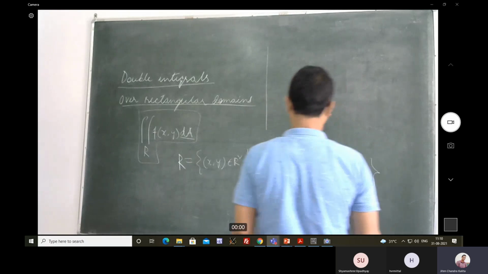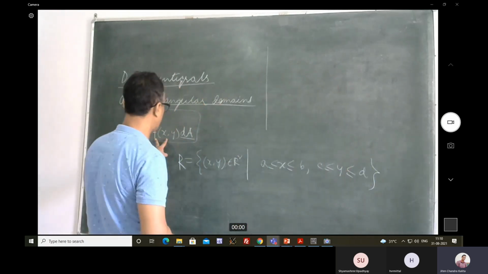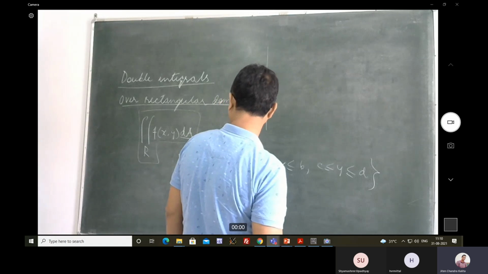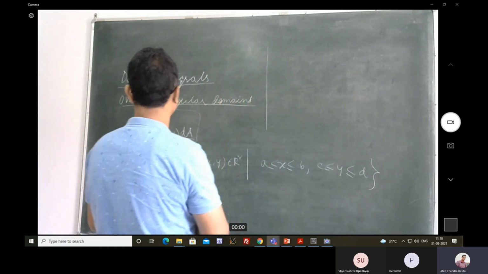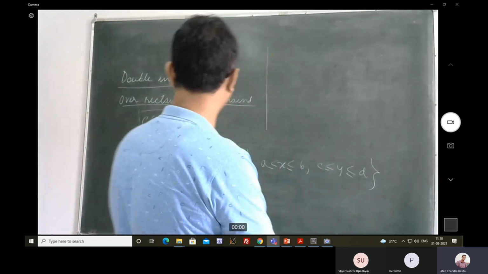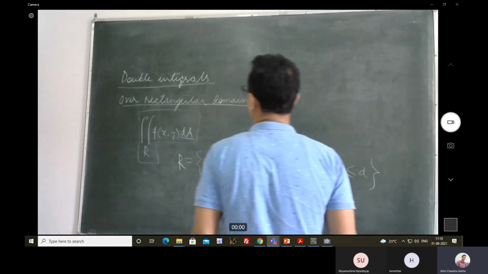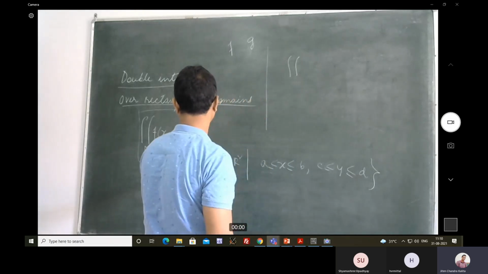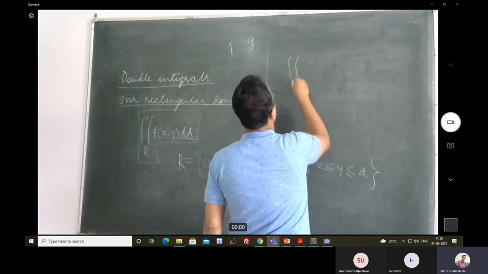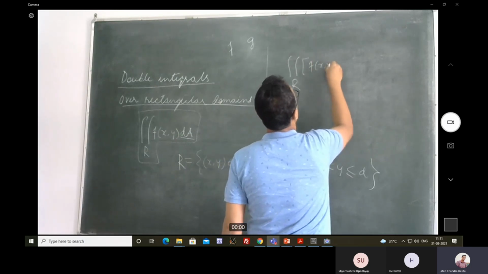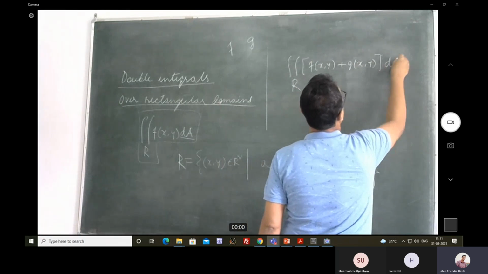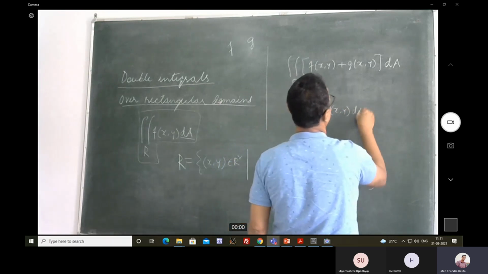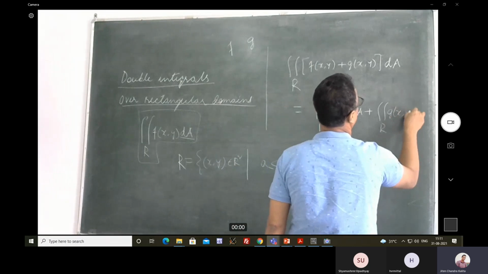Okay. So now, let's say f is a continuous function defined over the rectangle R. If I consider two functions, f and g, which are continuous over the rectangular region R, then the double integral over R of f(x,y) plus g(x,y) dA is simply the double integral over R of f(x,y) dA plus the double integral over R of g(x,y) dA.